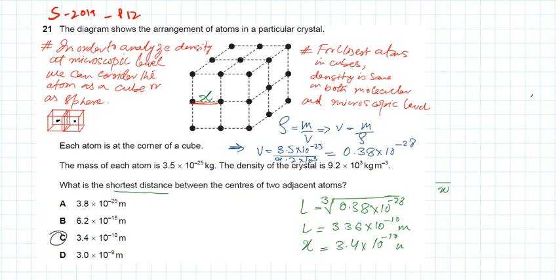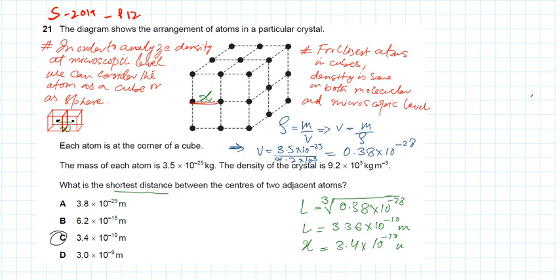So first of all, we can analyze density at the microscopic level. We can consider the structure of an atom like a cube or a sphere. What is the shortest distance between the centers of the two adjacent atoms? The shortest distance is when the cubes are very close to each other. So the center to center distance is approximately equal to this length, which is also the size of the cube. So if we find the length of the cube, we can find the distance between center to center. Got it?